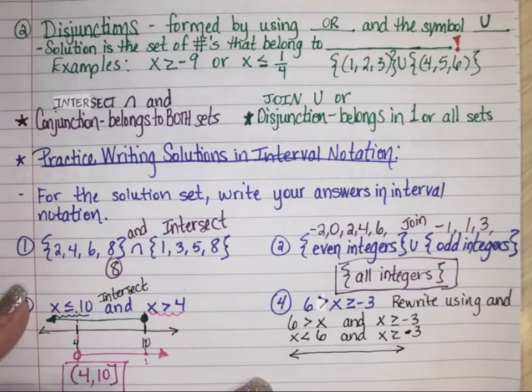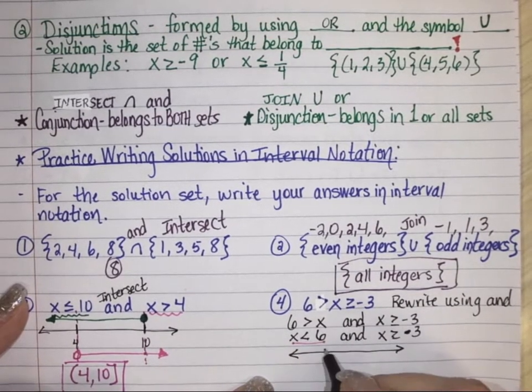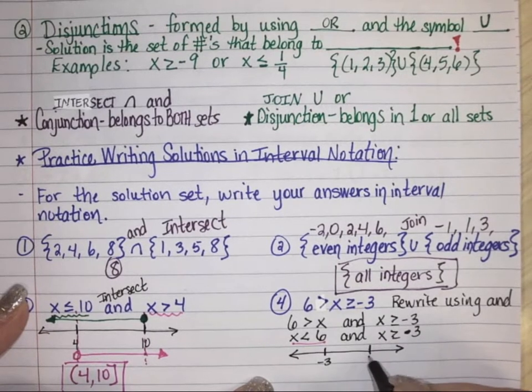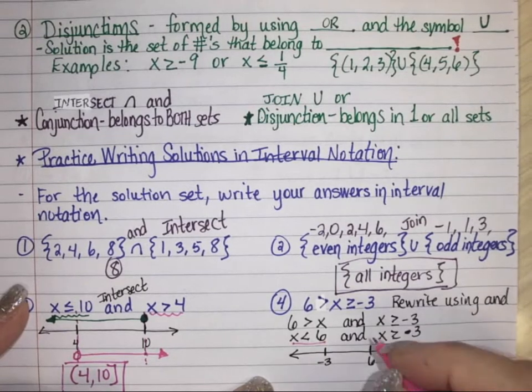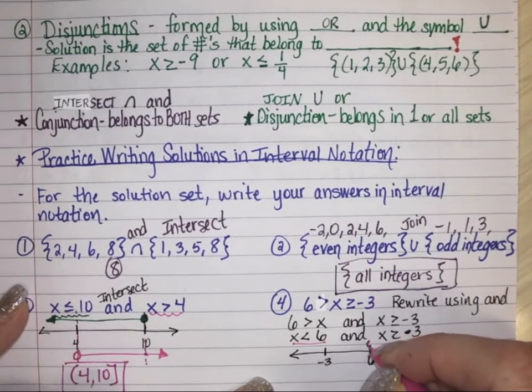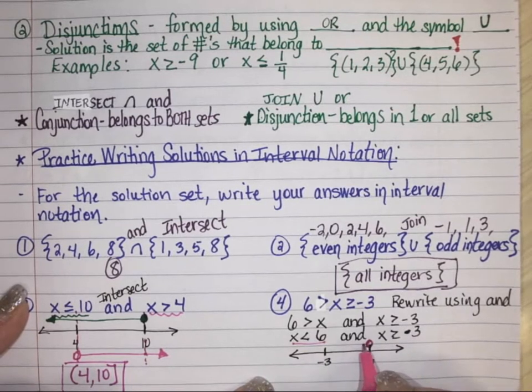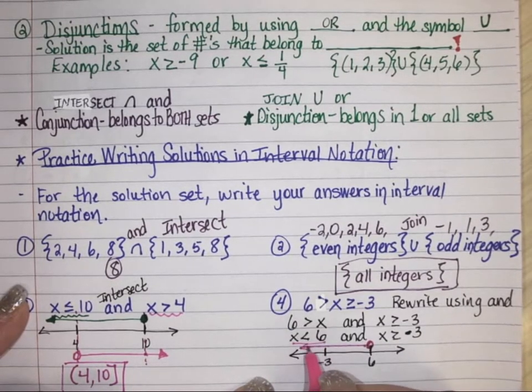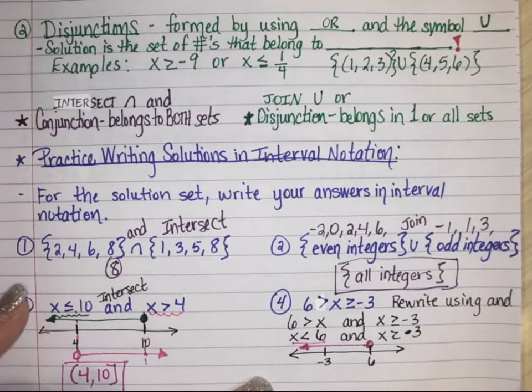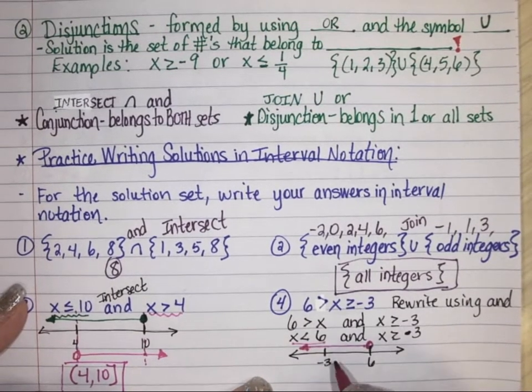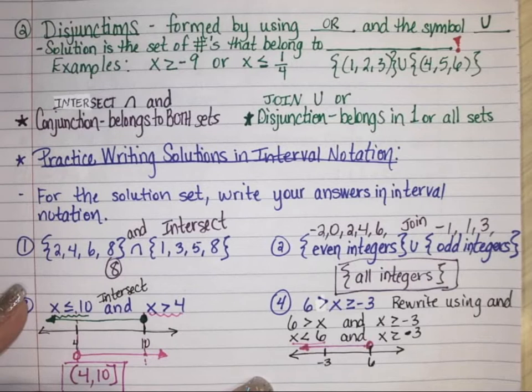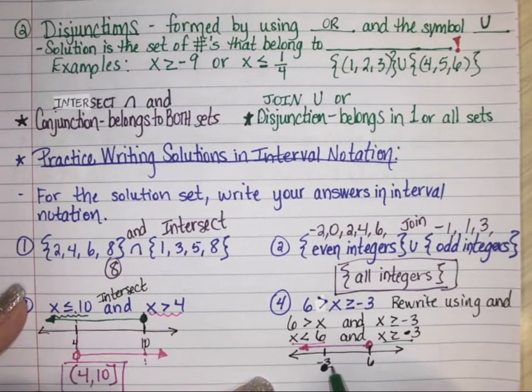So x less than 6. So make our numbers at -3 and 6. X less than 6 is going to be an open hole at 6. It's going to be to the left. Then you will put a shaded in hole at -3. So it gets shaded in hole and it's going to be all the way to the right.